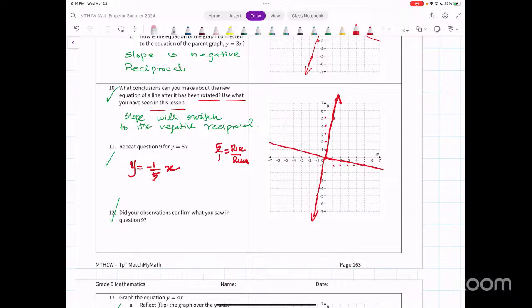Did you observe? The observation confirms what you saw in question number 1. Yes, you can see that when you rotate by 90 degrees, the slope changes.